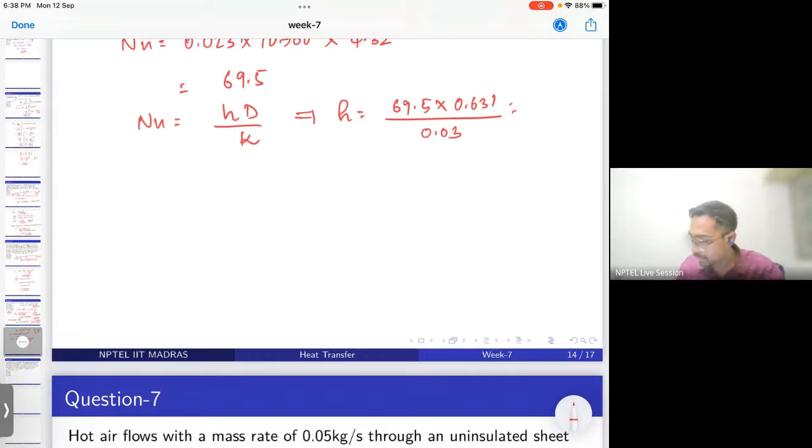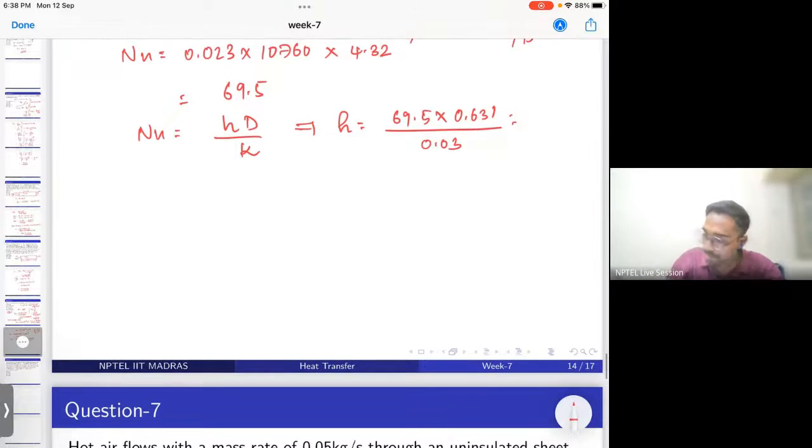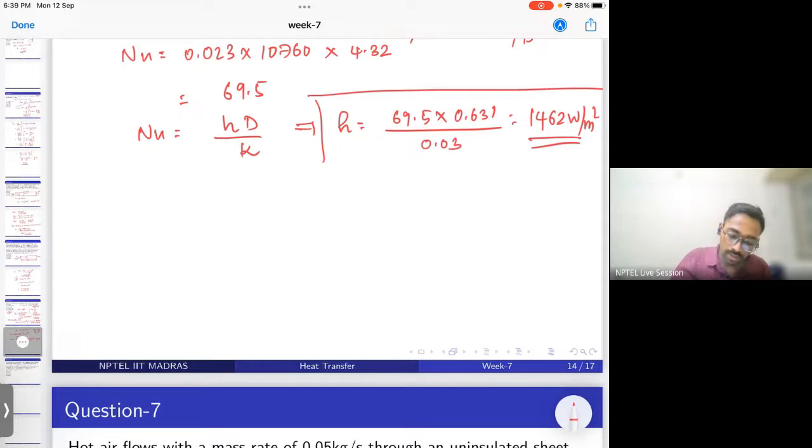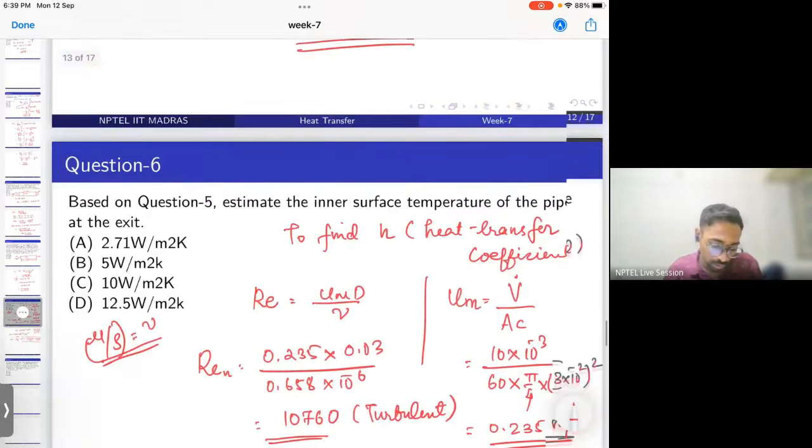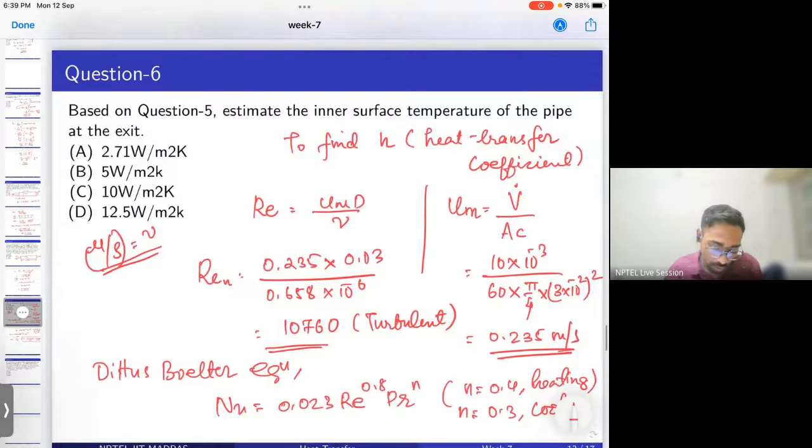So the answer comes out to be 11462 watts per meter square. You can do the math. So now we got the H. That was necessary to calculate, since our question was to find out the inner surface temperature.